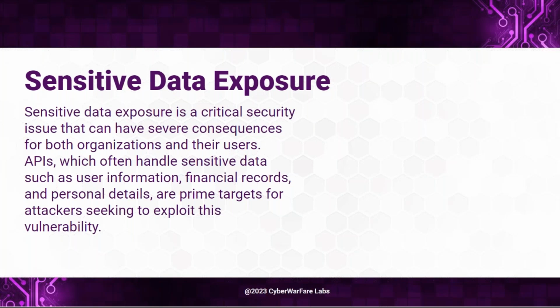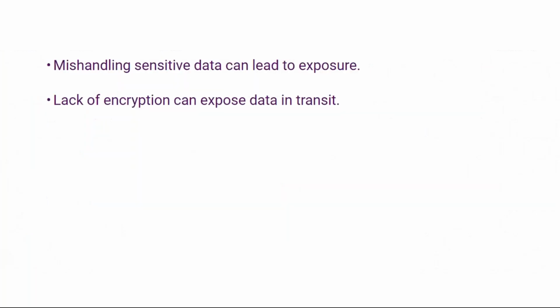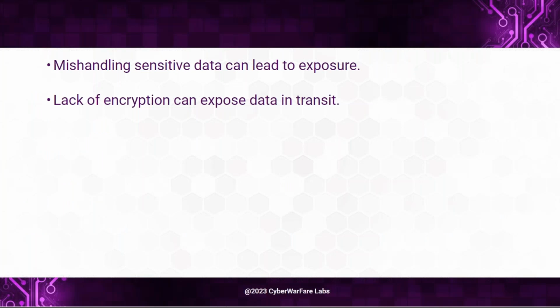APIs, which often handle sensitive data such as user information, financial reports, and personal details, are primary targets for attackers seeking to exploit this vulnerability. This sensitive data exposure happens when these are not properly done, that is, when APIs mishandle these two points.